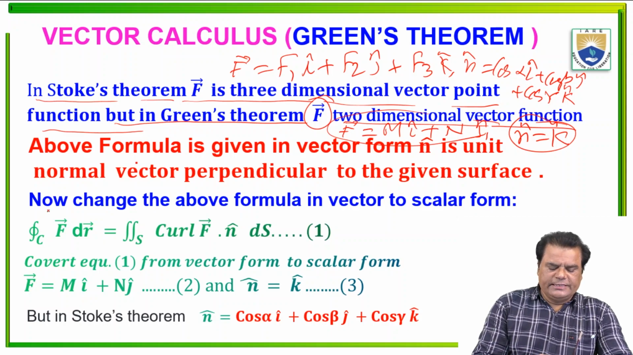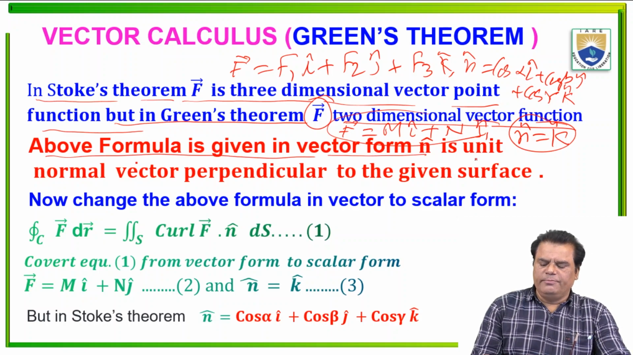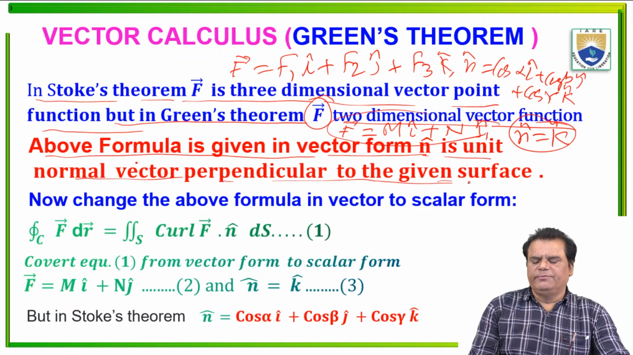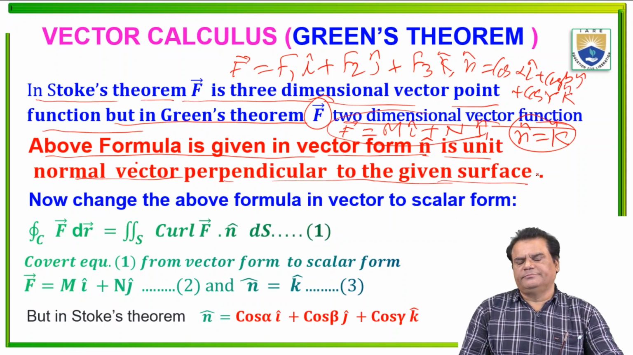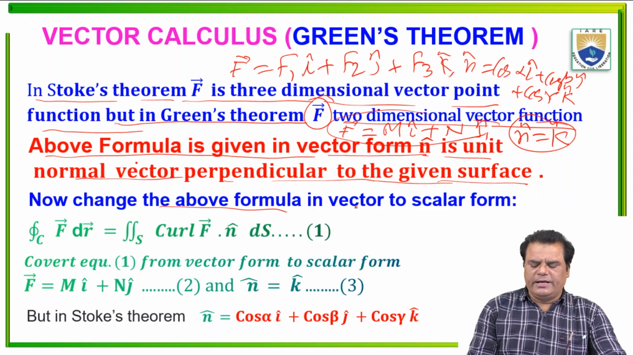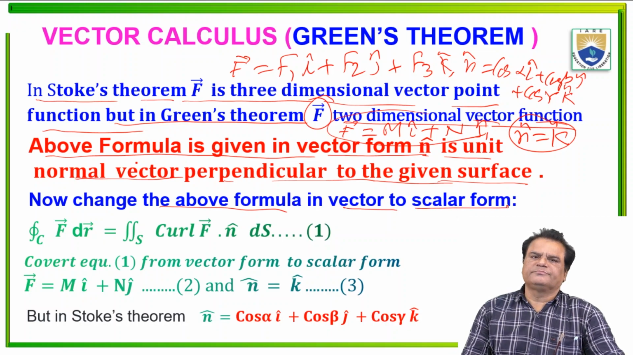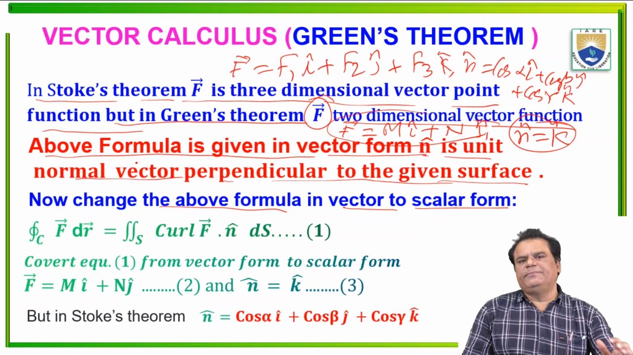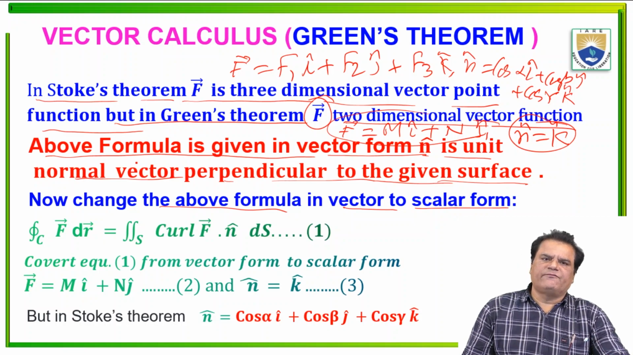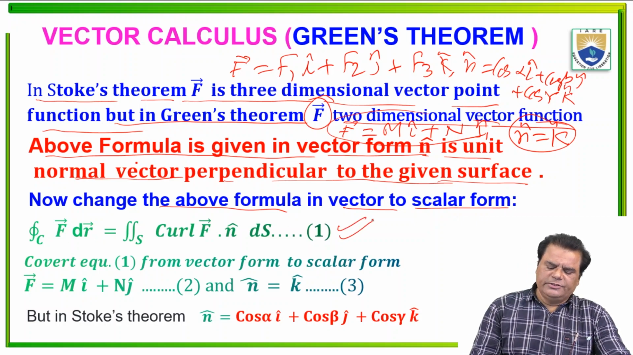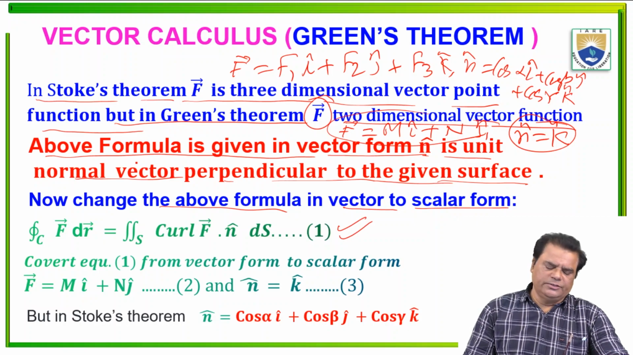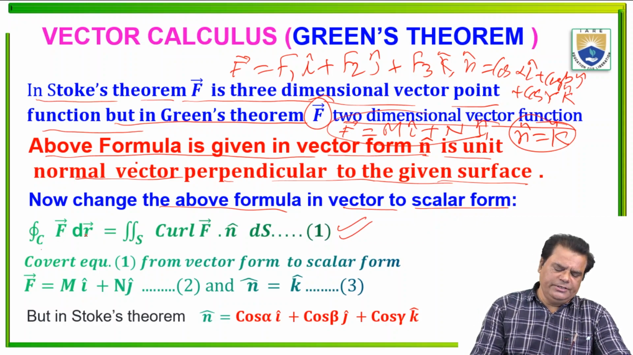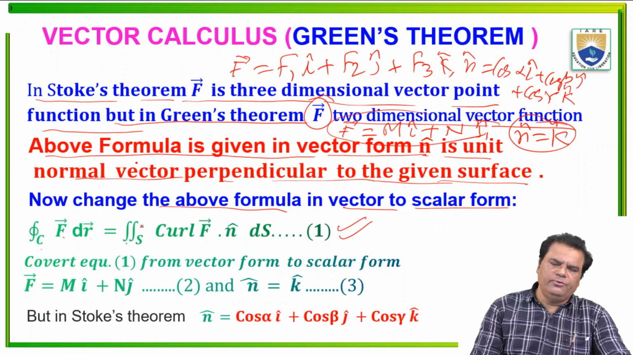So now the integration formula above is given in vector form. N is the unit normal vector perpendicular to the given surface, basically the xy plane. Now change the above formula from vector to scalar form. How can we convert the Green theorem formula, which is given in vector form, into scalar form? So this is formula 1. This is known as the vector form formula: integral under curve C, F vector dot dr vector equal to double integration over S, curl F dot n ds.